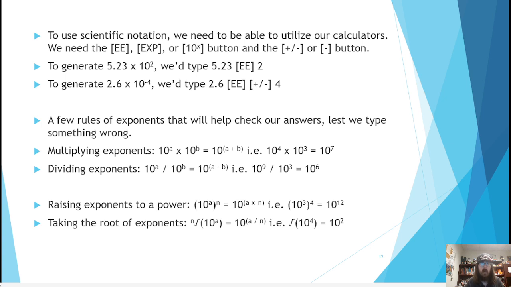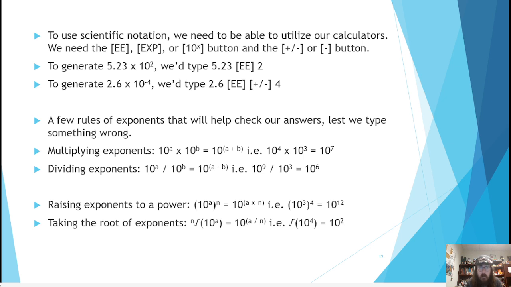So to generate that, one way to type it is 5.23 EE 2. I could also type it as 5.23 times 10 caret 2, but EE is a lot faster. If I want to generate 2.6 times 10 to the negative fourth, I can type 2.6 EE, then the plus/minus sign, negative 4.